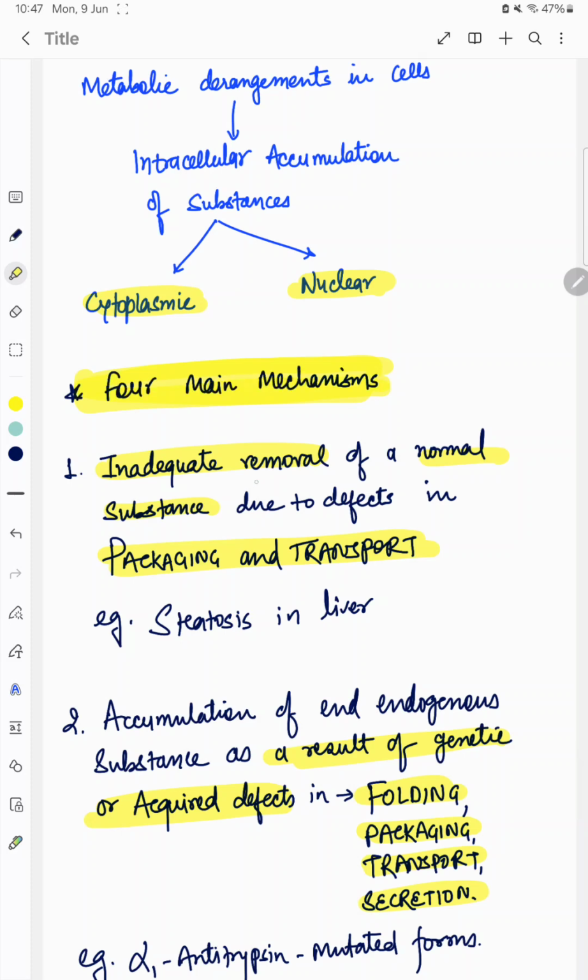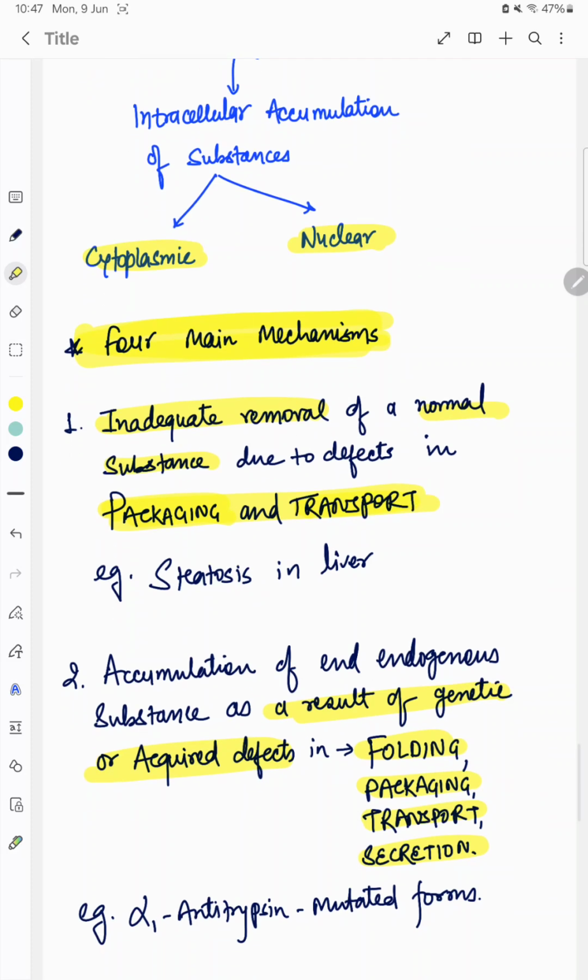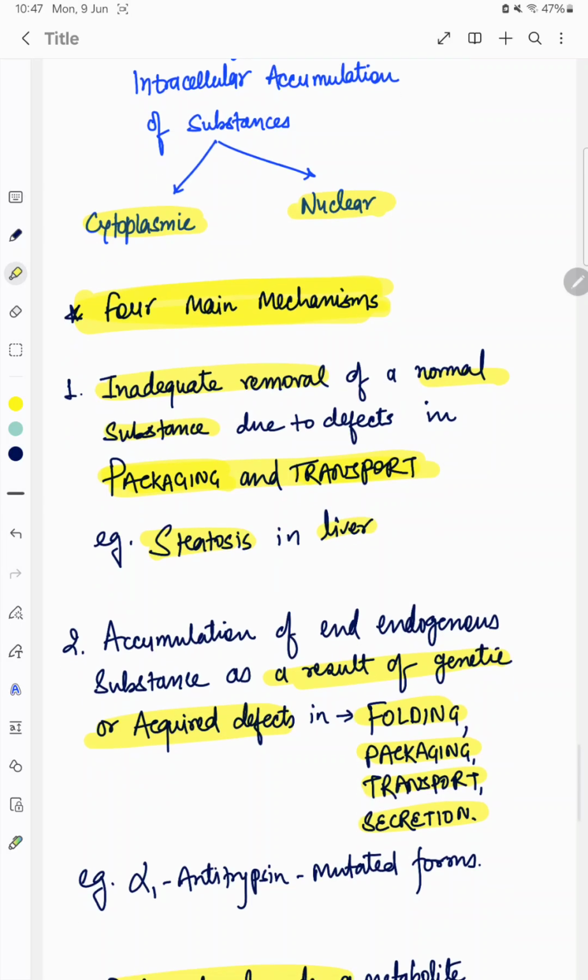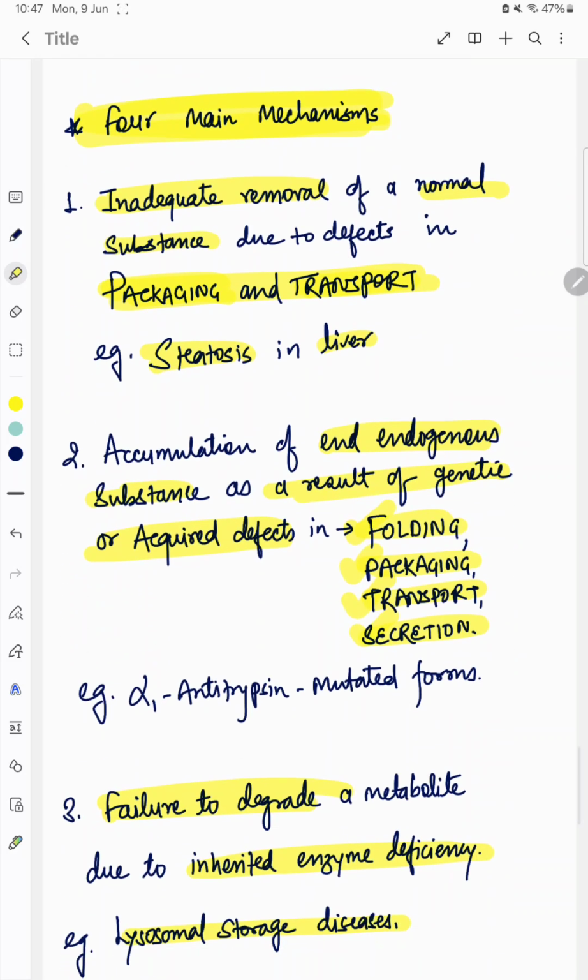First is inadequate removal of a normal substance due to a defect in packaging and transport, which is seen in steatosis or fatty liver in liver cells. The second mechanism is accumulation of an endogenous substance as a result of a genetic or acquired defect in folding, packaging, transport and secretion. This is seen in alpha 1 antitrypsin mutated forms.